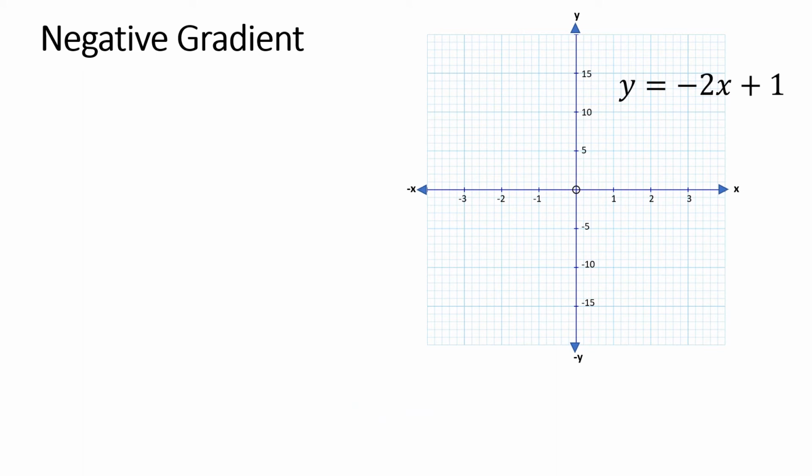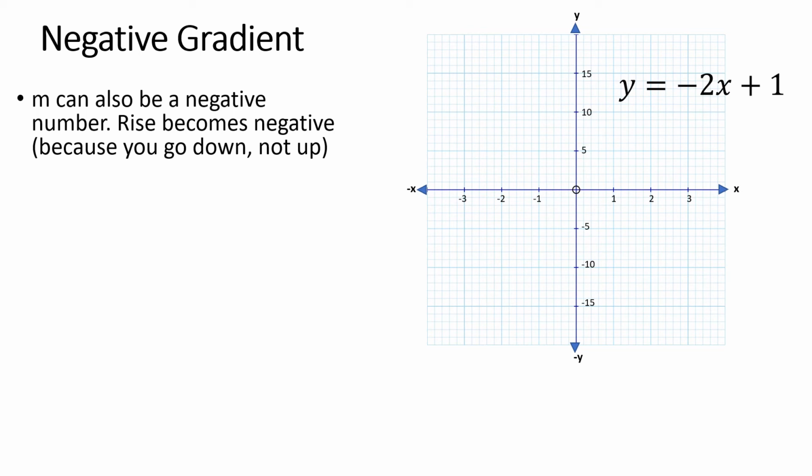Gradients can also be negative. Take a look at this equation, y equals minus 2x plus 1. This is very similar to our first example, but m is now negative 2 instead of positive 2. What do you think is the effect we will see on the graph? Have a think about that, but if you need a hint, think about it this way. If m is a negative number, that means that the rise becomes negative because as you follow the run, you are going to go down, not up.